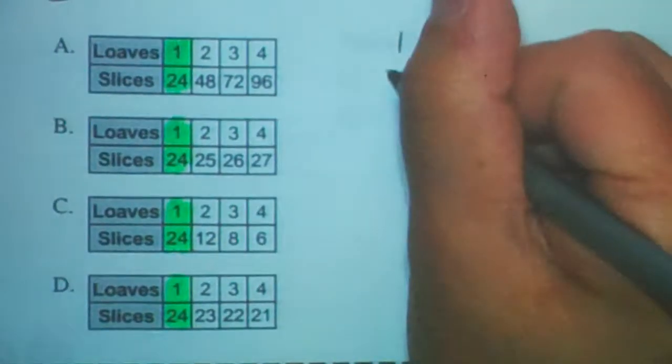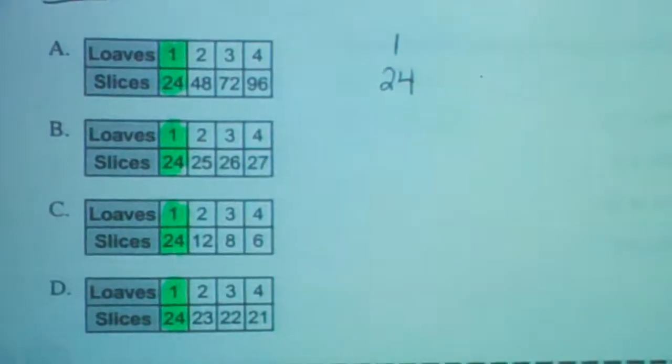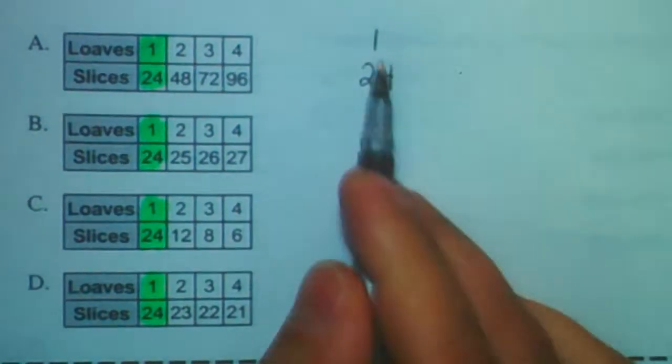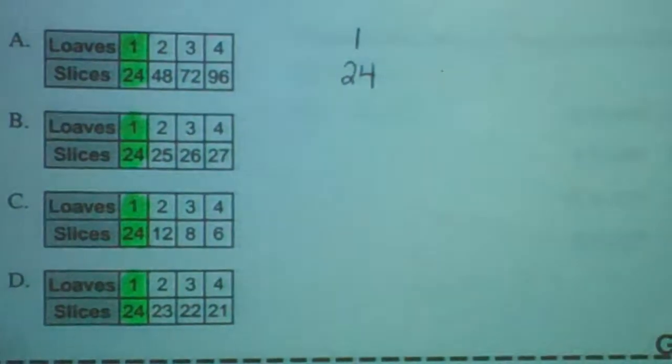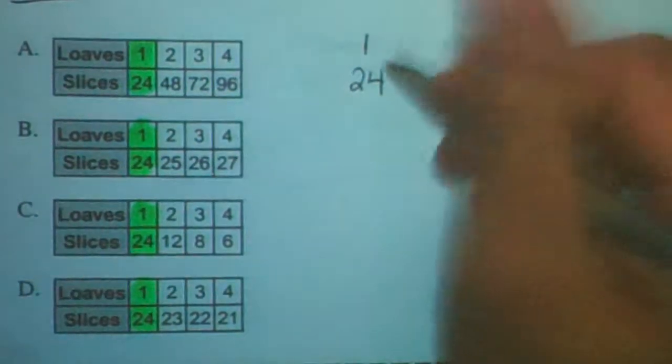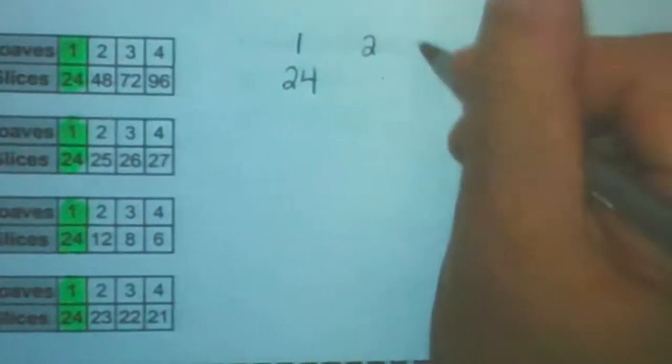But you guys should know that once you're given the first row of a ratio table, you can always just find your multiples of each column or row, and that will also create a ratio table. So if I roll my ones, that's 1, 2, 3, 4.